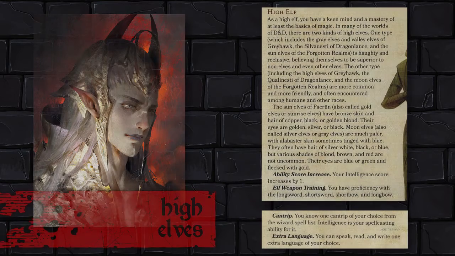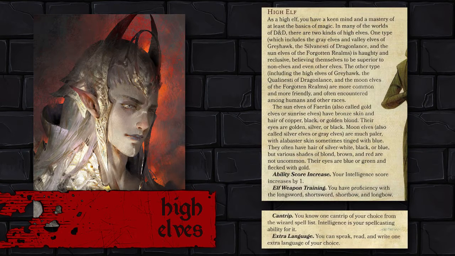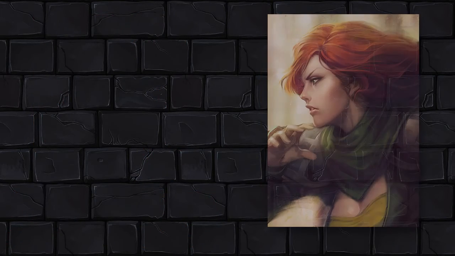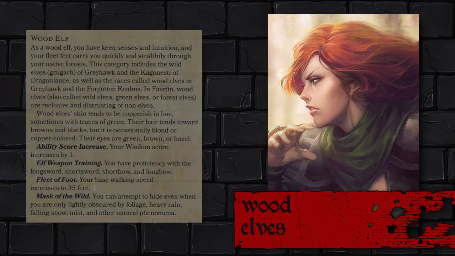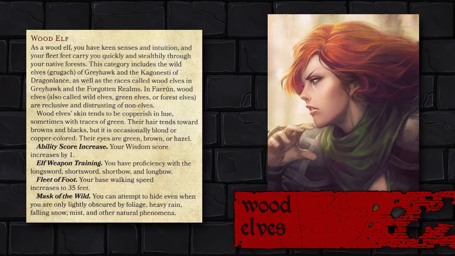And then lastly, extra language. You can speak, read, and write 1 extra language of your choice just because you are of the high elf variety. Now, moving past that, wood elves, they are kind of the opposite, right? Wood elves are not all about how high and mighty they are. As a matter of fact, they are very close to nature.